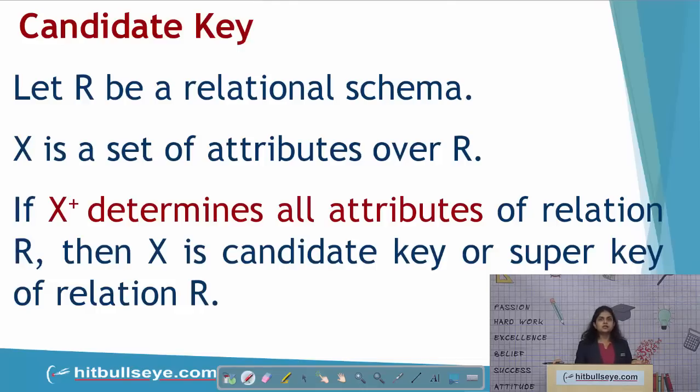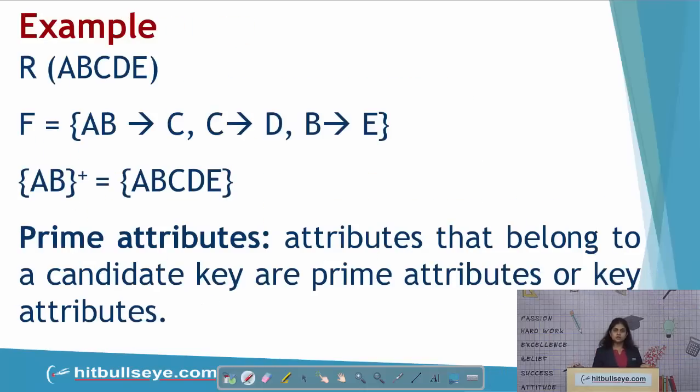Here we will see how to calculate the candidate key from the attribute closure. So let R be a relational schema. X is a set of attributes over R. If X closure determines all the attributes of the relation, then X is called the candidate key or super key of relation R. Let's understand what this means.